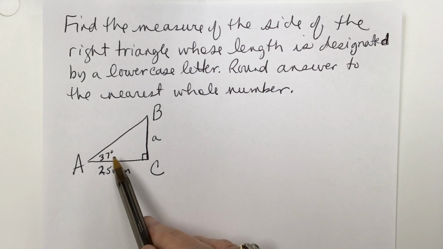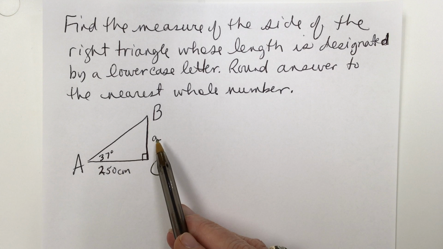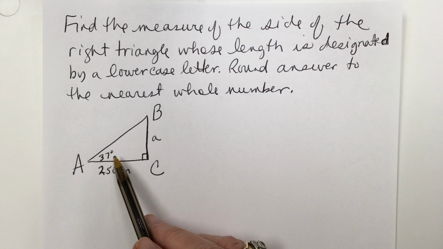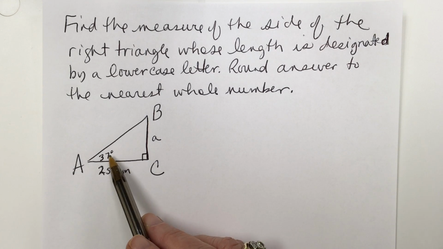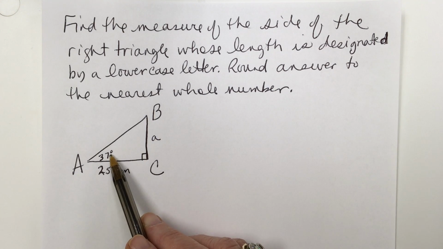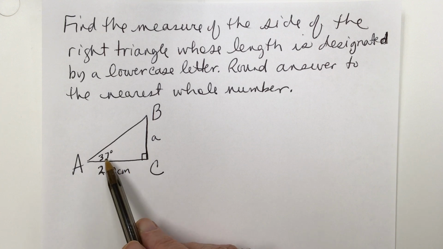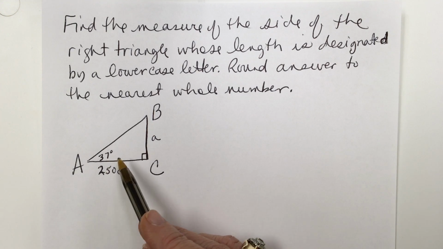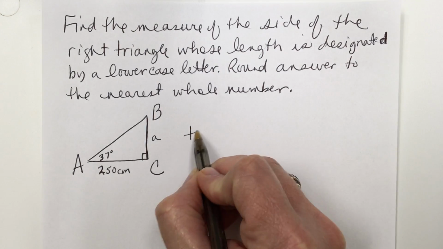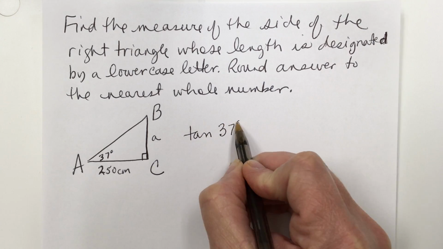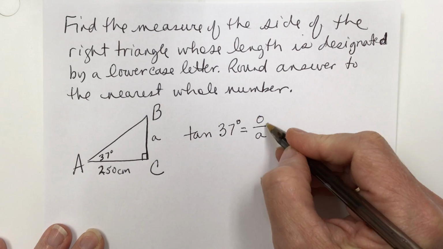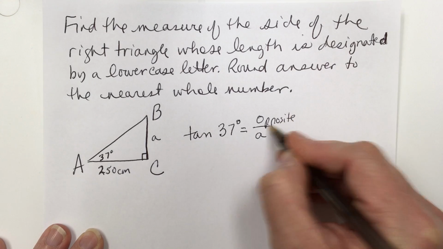Now, I see that I have an angle, and I see that I need a side, and I have a given side. So what I want to think about is what trig function involves a side opposite of an angle and a side adjacent to an angle. Which trig function involves adjacent and opposite? That is tangent. Tangent of 37 degrees equals opposite over adjacent. Remember, tangent is opposite over adjacent.